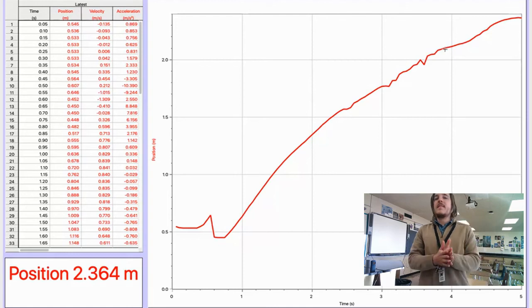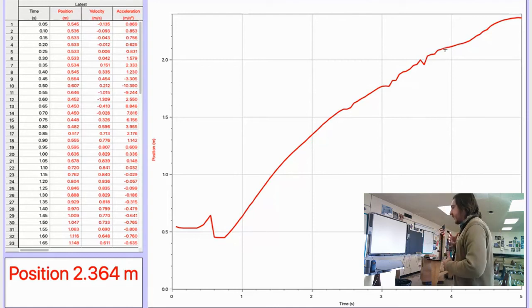Now, in this next one, I'm going to be starting further away. I'm going to be starting more like here, and I'm going to be moving towards the motion detector in this one. In this case, I'm going to be starting slow and then speeding up as I move closer to the motion detector. So go ahead and make your predictions, and we will see what happens.